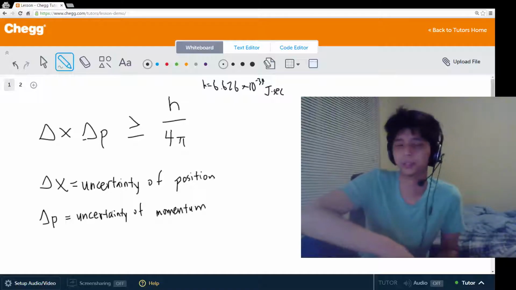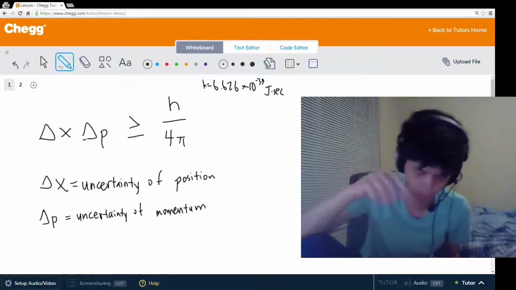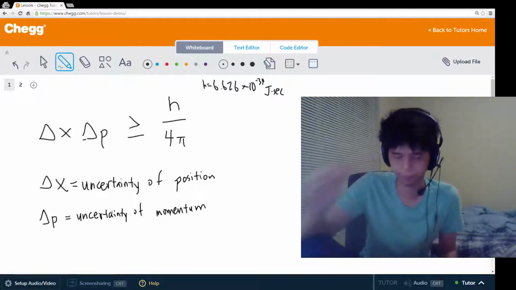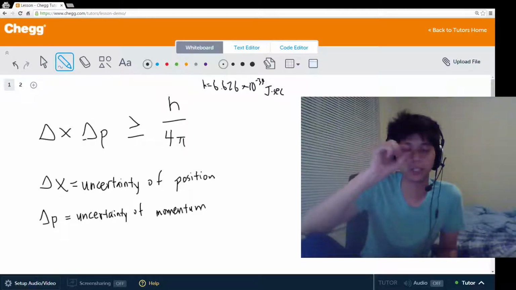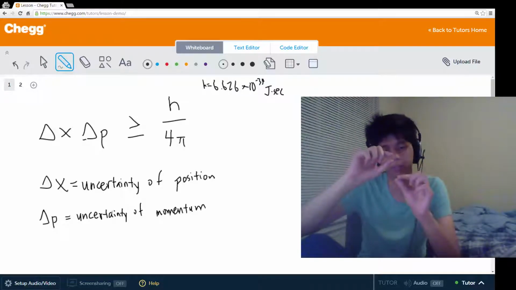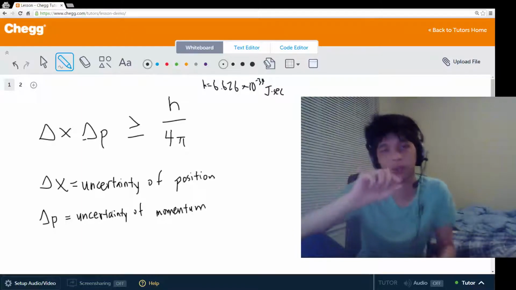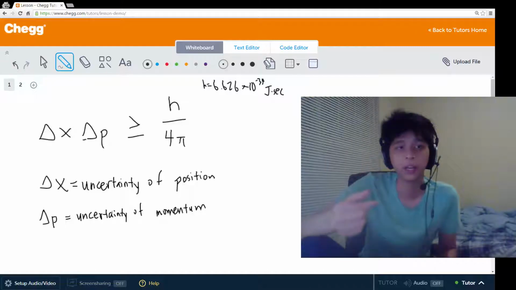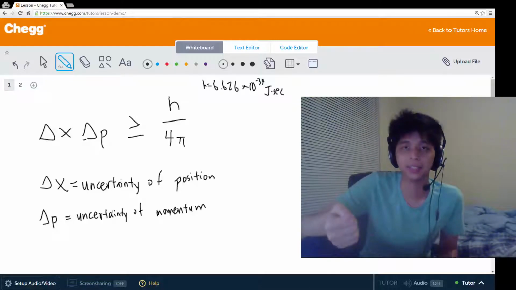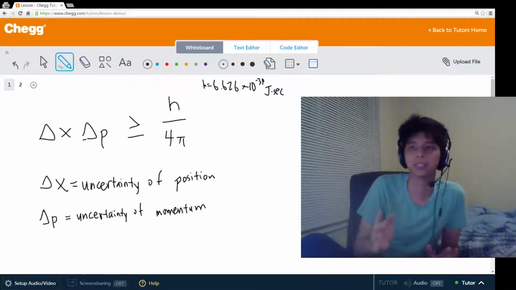Let's say that you're trying to measure the position and momentum of an electron. So it's a normal electron orbiting the nucleus of an atom. And let's say that at one point in time it's right here. So it's a certain distance from the atom and it's going at a certain momentum. And you want to measure both of these. What the Heisenberg Uncertainty Principle says is that it's impossible for you to exactly know both of these at that time.